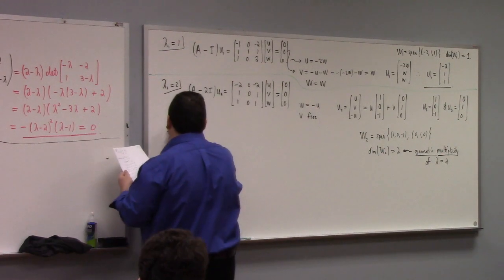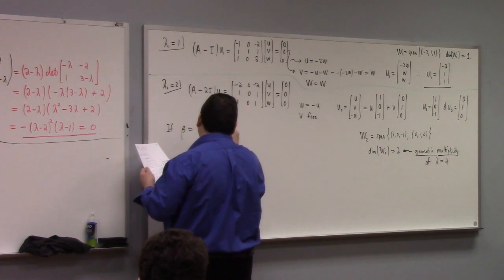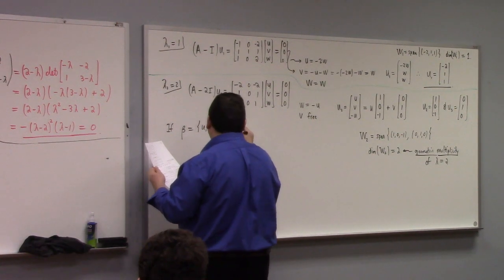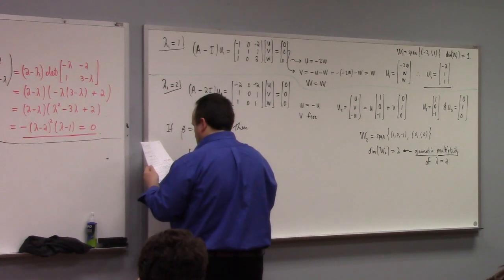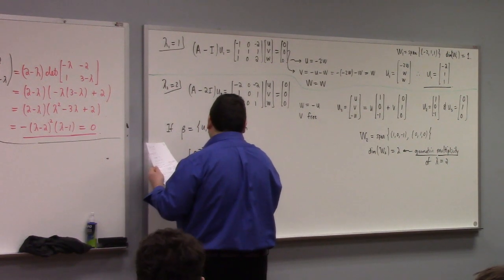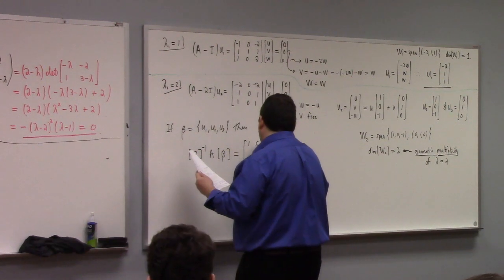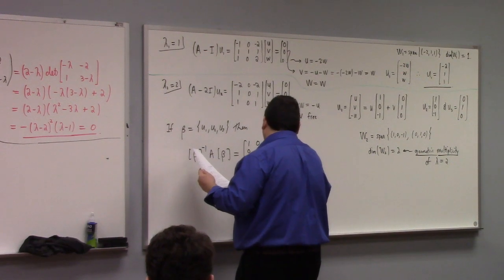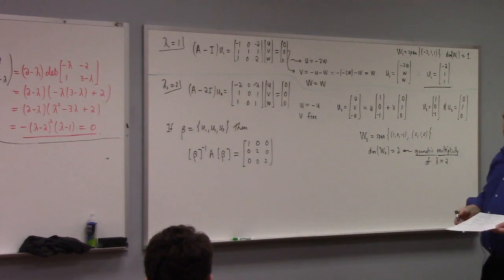All right, so in this case, if we set beta equals U1, U2, U3 for my eigenbasis, then if we worked out beta inverse A beta, we would get a diagonal matrix, and the diagonal would be this: 1, 0, 0, 0, 2, 0, 0, 0, 2. So in this way, we would have diagonalized the matrix.